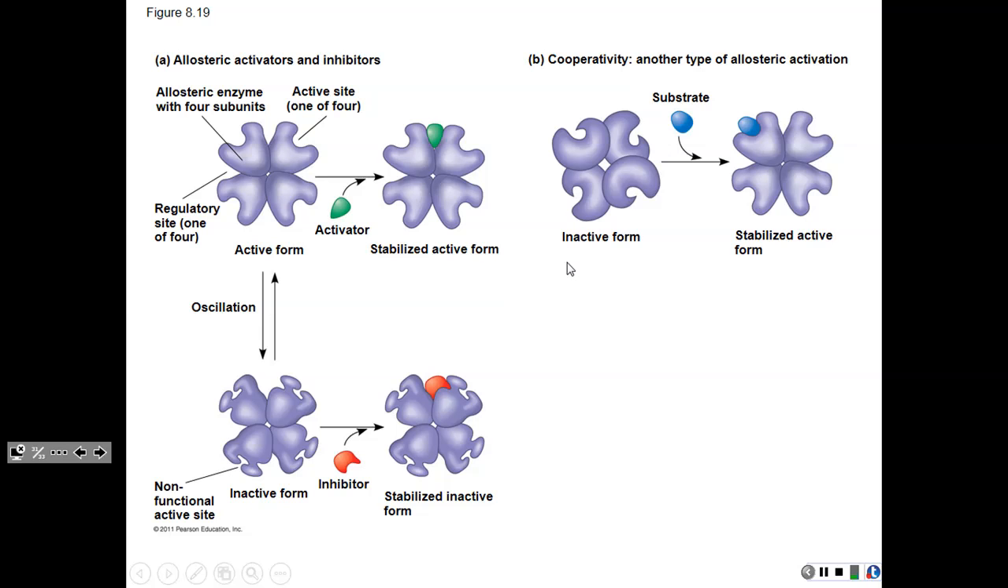If they decrease the functionality, what would be a good name? An inhibitor. How about that? Let's go with that one. All right? So allosteric effects, allosterism, we're talking here about changing the shape of a molecule, of an enzyme particularly, in a way that causes its functionality to be changed.